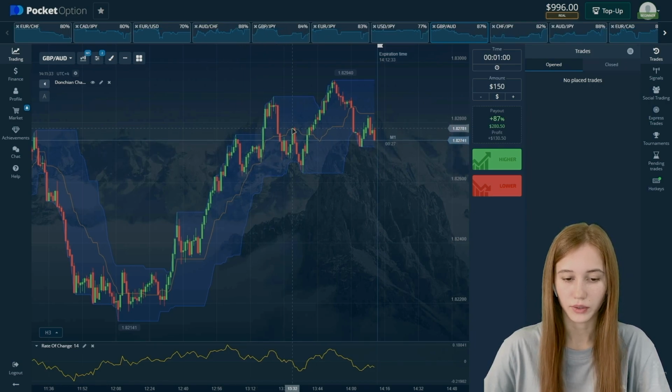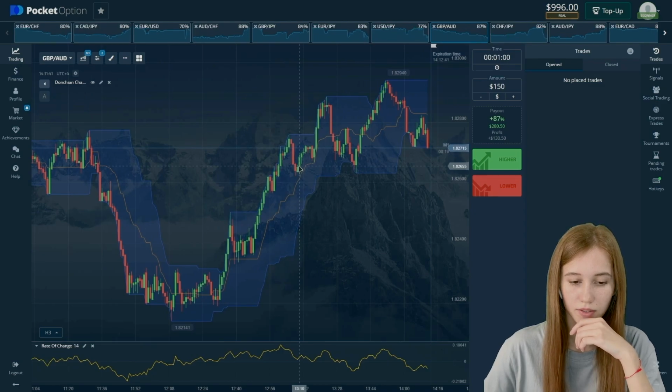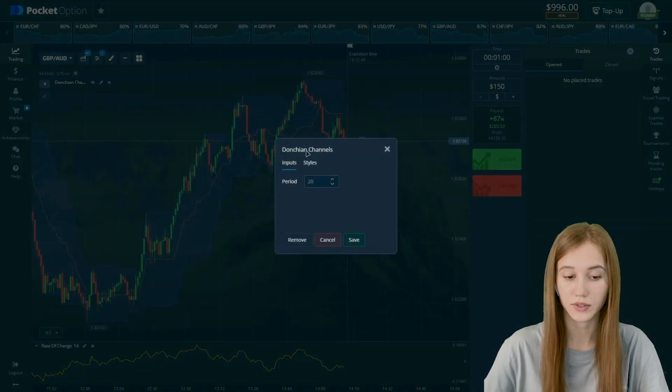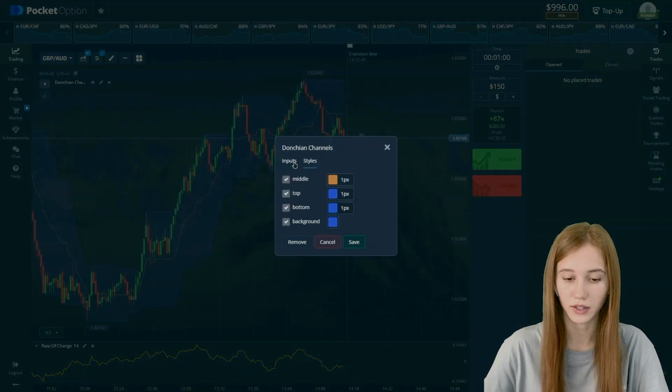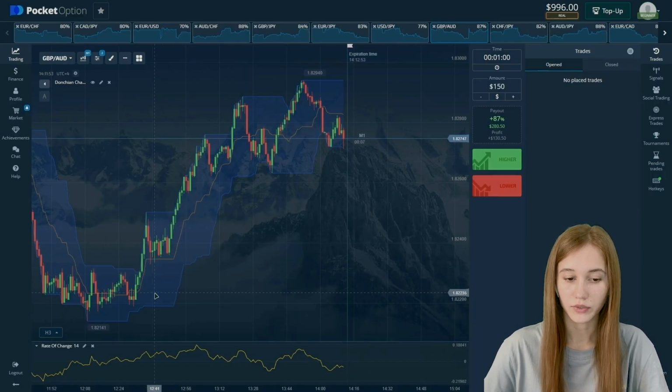Also, don't forget to look at the middle line. Also, at some moments when approaching it, we have a rollback. So we will use the basis of technical analysis, but we also use these indicators. Let me show you the settings of this indicator, and let's talk about the second indicator, the rate of change.